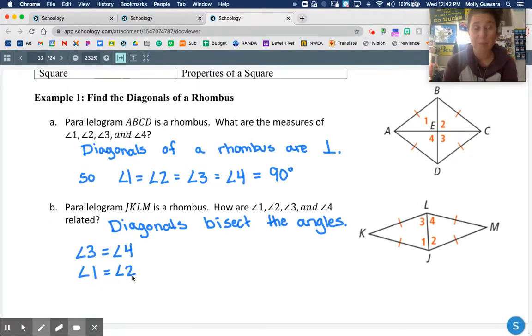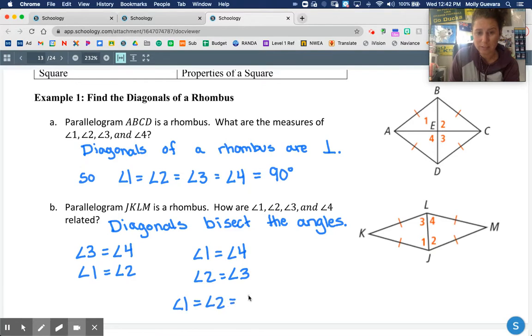But in a parallelogram, opposite angles are equal. So if this angle L is the same as angle J and they're both cut in half, then that also means that angle 1 is congruent or equal to angle 4, and angle 2 is equal to angle 3. So really what it comes down to is angle 1 is equal to angle 2 is equal to angle 3 is equal to angle 4. Okay, because opposite angles in a parallelogram are congruent.